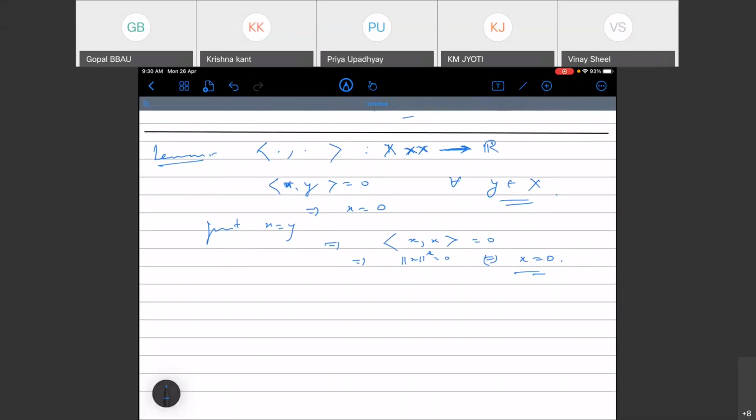Now we come to another notion called adjoint, Hilbert adjoint operators. First I give you a definition, then I will show that this definition is well defined, meaning whatever I am writing there, all these things exist.